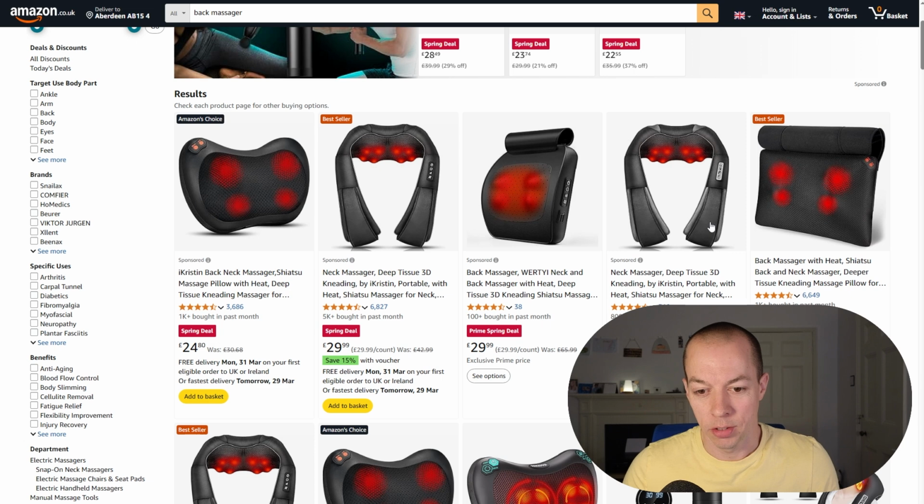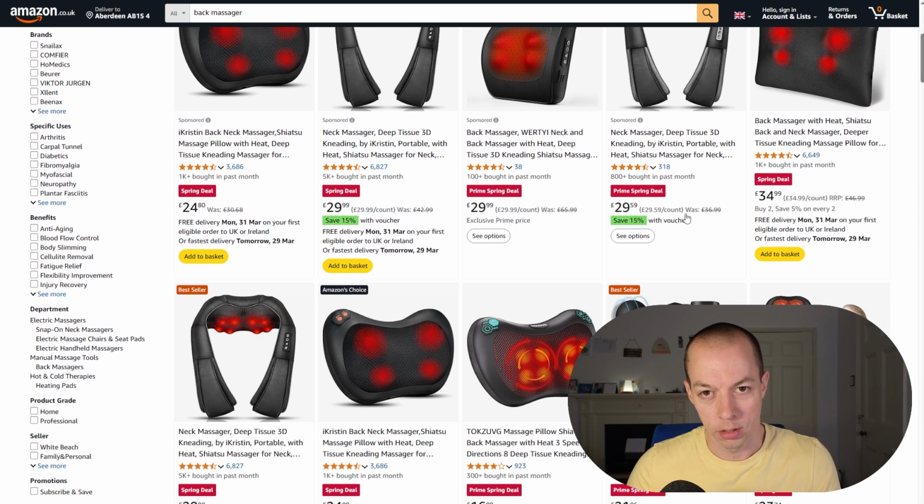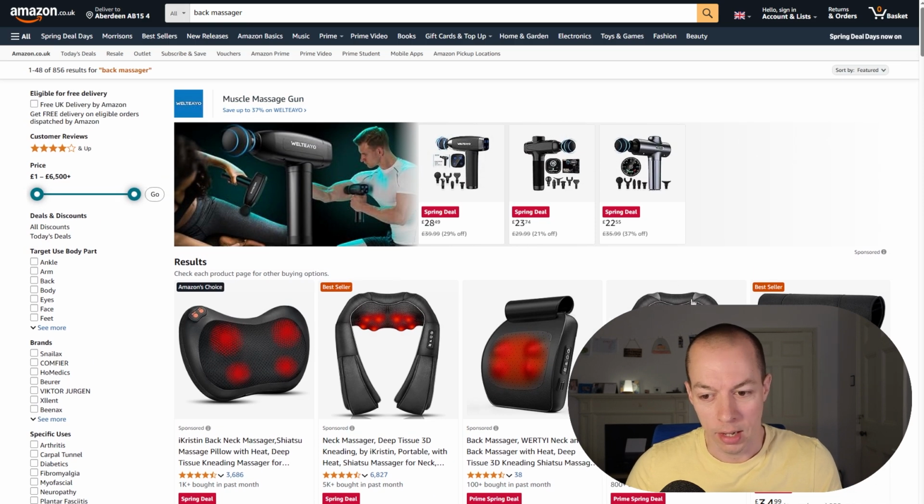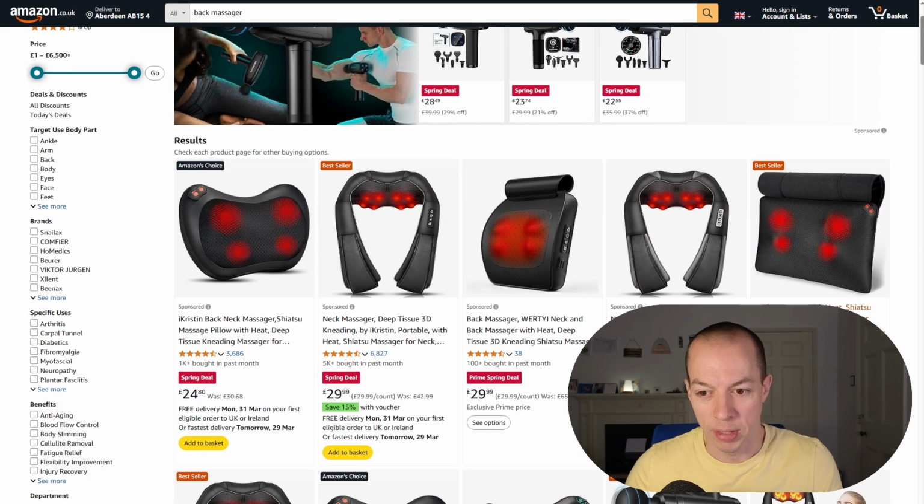So the third product that I want to show you is a back massager. And this is to drive home an example that I do see in a lot of niches, and that is that not all products are comparable. So although this is the back massager niche and Amazon has returned what it deems products that sell well when a customer searches for back massager, you'll see they're very different.